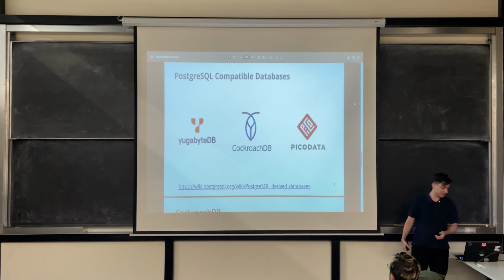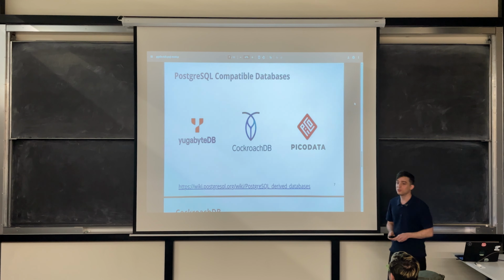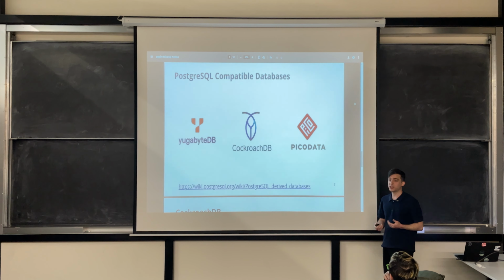Here you can see the list of popular Postgres compatible databases. What is important is that they are all open sourced. You can check the sources on GitHub. YugabyteDB and CockroachDB and Picadata, they all implement wire protocol compatibility. So you can certainly say that they are Postgres compatible on the wire protocol.